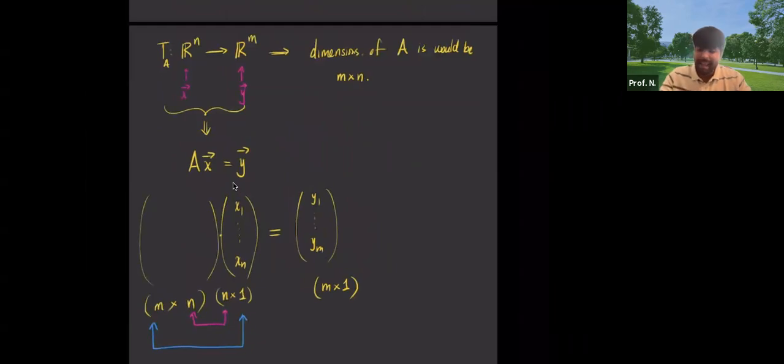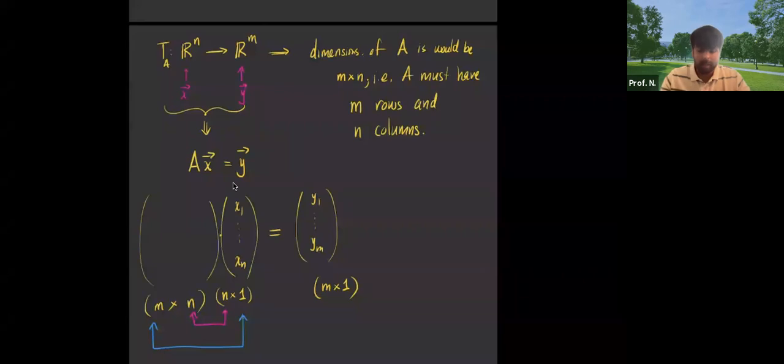But then the result, the dimensions of the product, has to be m by 1. So this must be M. So a matrix A that takes something from Rn to Rm must have, in other words, A must have M rows and N columns.